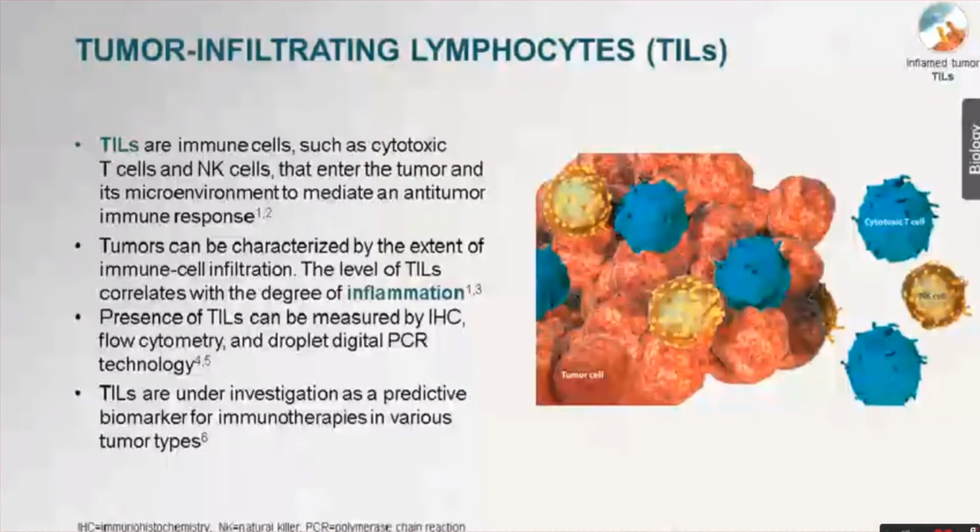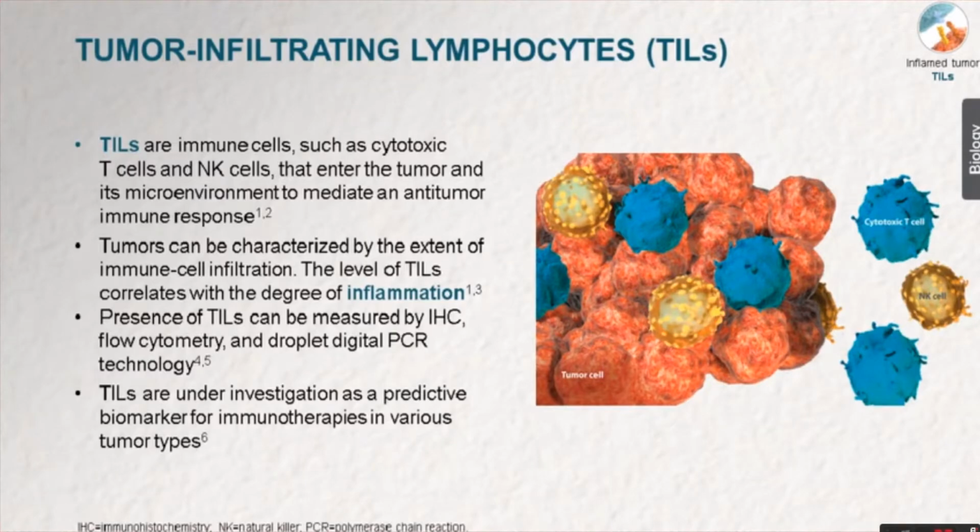The other area of importance is tumor-infiltrating lymphocytes. Tumor-infiltrating lymphocytes are immune cells that come into the tumor and can kill it or interact with the cancers. Cancers can be characterized by the number of immune cells that are infiltrating, and this may correlate with the degree of inflammation. They can be measured by immunohistochemistry, flow cytometry, and digital PCR.